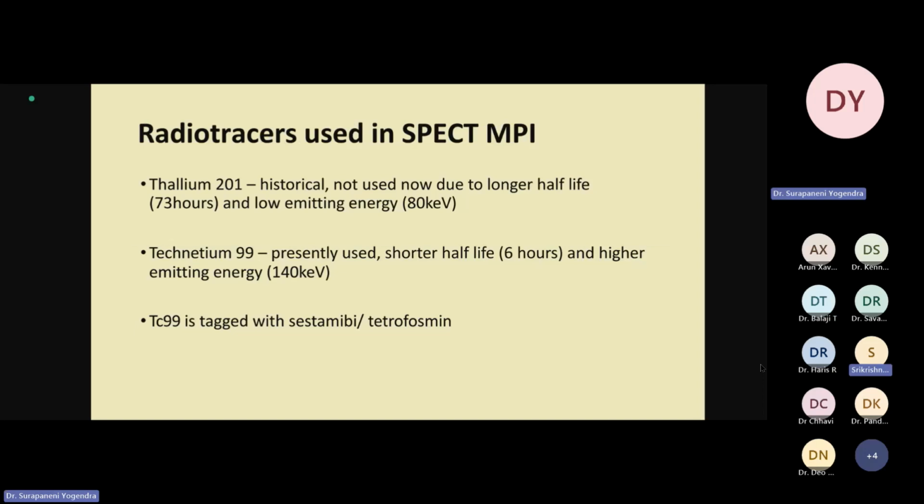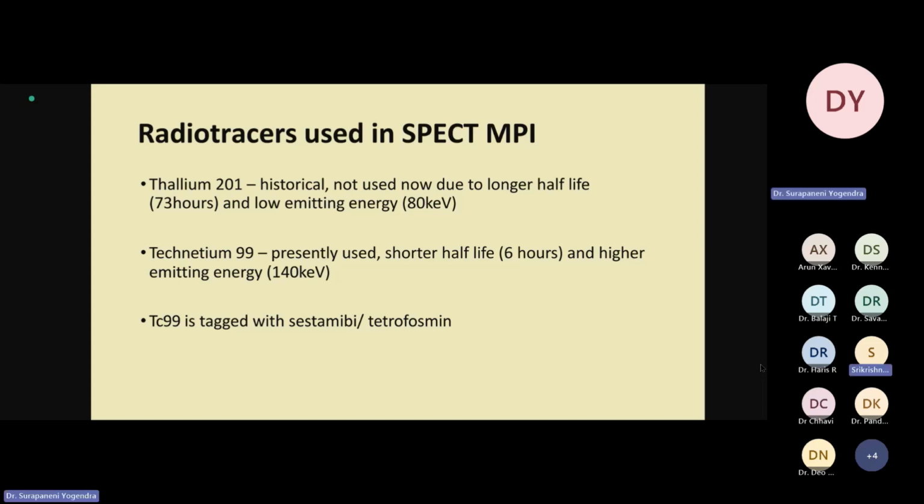Now, radiotracers used in SPECT myocardial perfusion imaging: thallium 201 and technetium 99. Thallium 201 is of historical use, not used nowadays because it has a longer half-life, 73 hours, and a low emitting energy, 80 kilo electron volts. Technetium 99 is presently used. It has a shorter half-life and higher emitting energy, 140 kilo electron volts. This 140 kilo electron volts is easier for detection using the gamma camera.